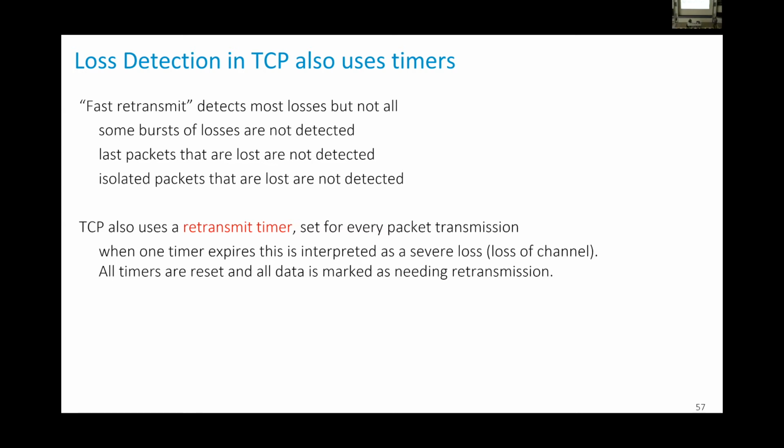Also, there might be a burst of losses. For example, the line is broken during 1 millisecond, then there is a fast recovery mechanism that reinstalls the line or reboots the modem or whatever. So it might be a transient failure, in which case everything is lost. Then, of course, there will be no duplicate ACKs because there will be no ACKs at all. Right? So this is not sufficient.